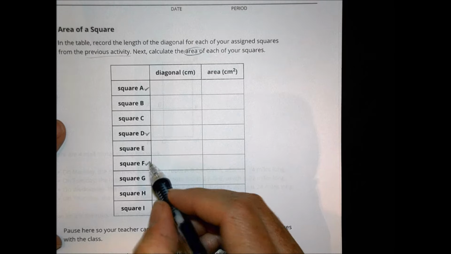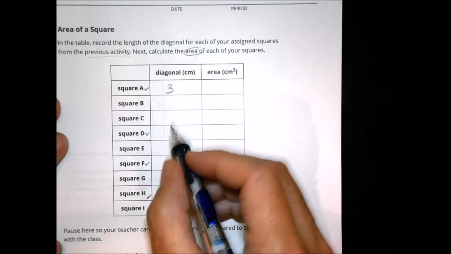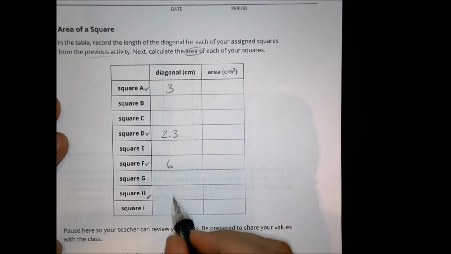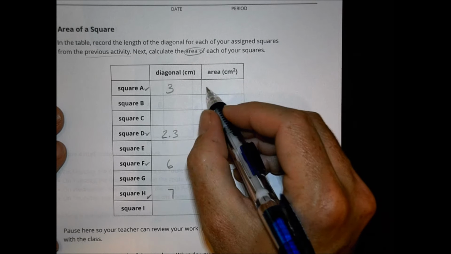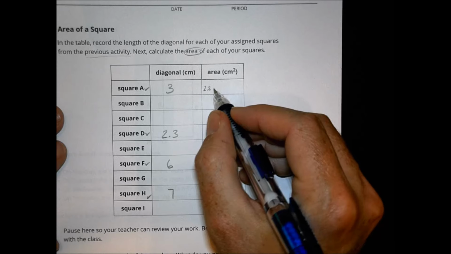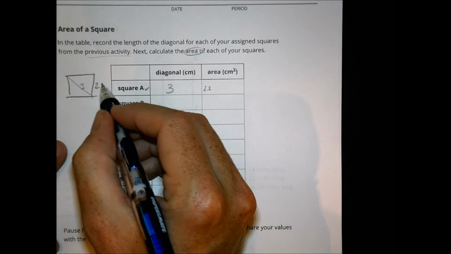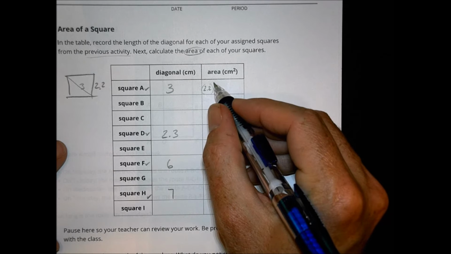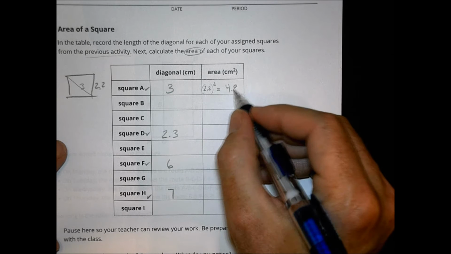Again, I did A, D, F, and H. If you did other ones, that's fantastic. This is what I did. So my diagonal measurements again were 3, 2.3, 6, and 7. Okay. For the area, I took my 2.2, my length of my square, right? Because my square was like this, that was a 3, and I had a side length of 2.2. And I can do 2.2 times 2.2, or I can do 2.2 squared, same idea. And that gave me 4.84.